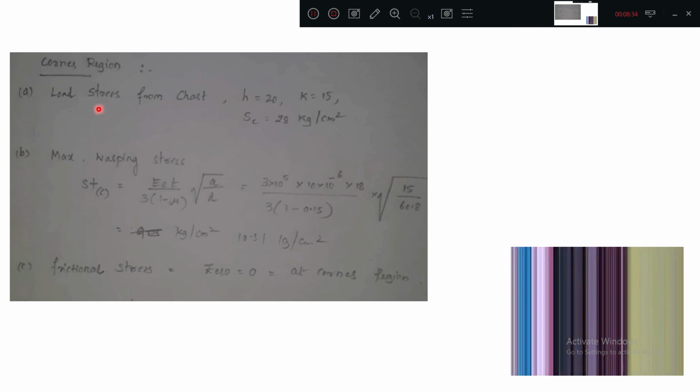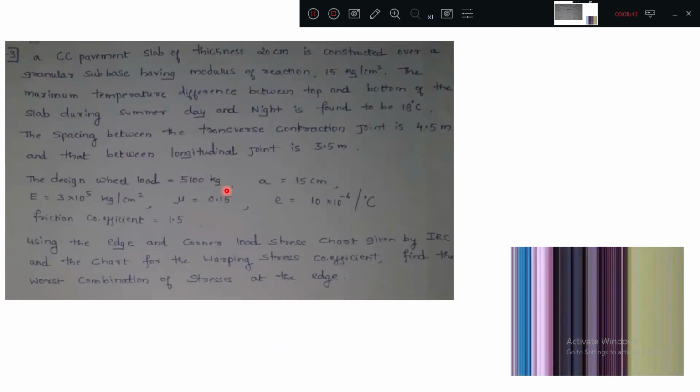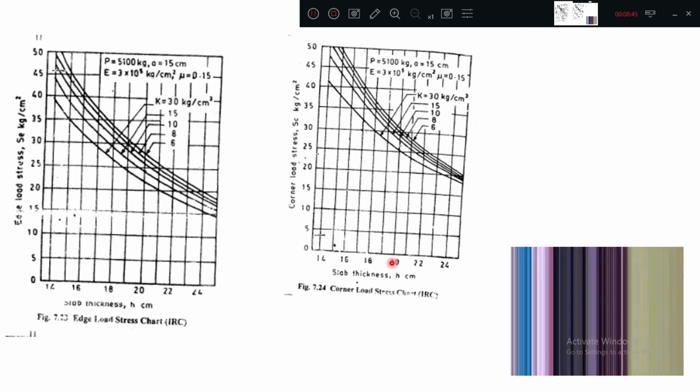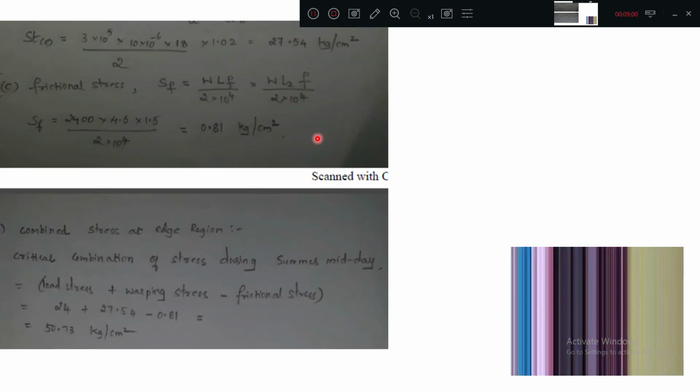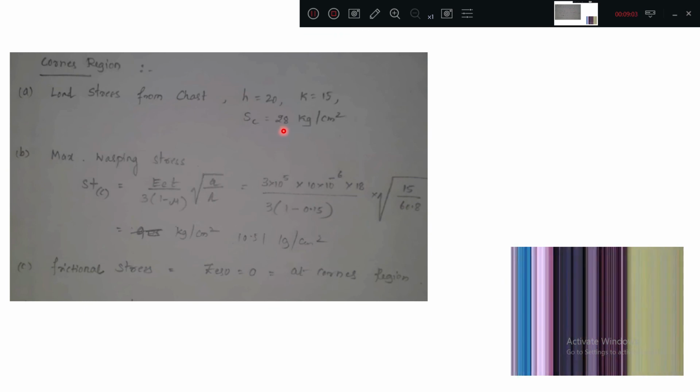So in the corner region, load stress from the chart: h 20, k 15, here it is. So I am getting more than 25, I think it is 27, 28, something like that. Now the warping stress formula, S T C equal to E e t over 3 into 1 minus mu, square root of a by l.